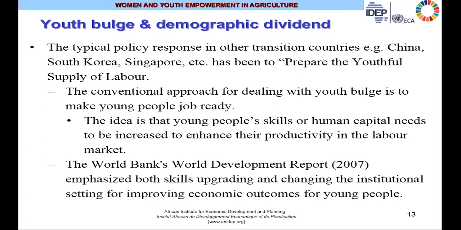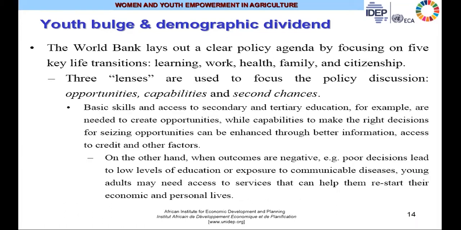in the labor market. The World Bank, in its 2007 report, emphasized both skills upgrading and changing the institutional setting for improving the economic outcomes of young people. The World Bank lays out a clear policy agenda by focusing on 5 key life transitions if countries want to tap in and benefit from the demographic dividend that comes out from the youth bulge.